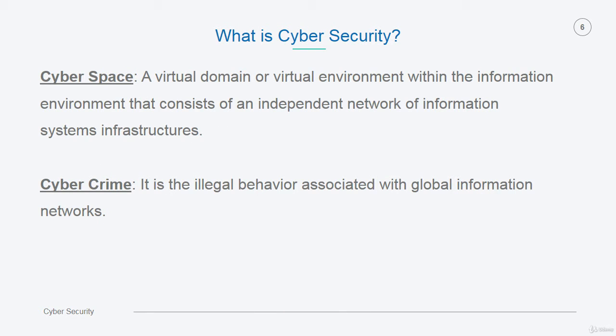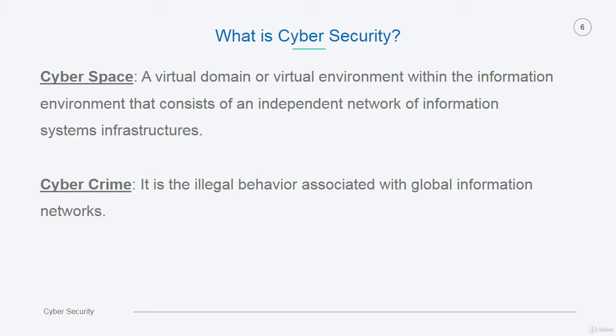Let us talk about a few terms within cybersecurity, like cyberspace. It's actually the virtual domain or virtual environment within the information environment. So it's a part of the information environment that consists of an independent network of information system infrastructures. That might include the internet, communication networks, computer systems, and integrated processors. So a collection of information system infrastructures.